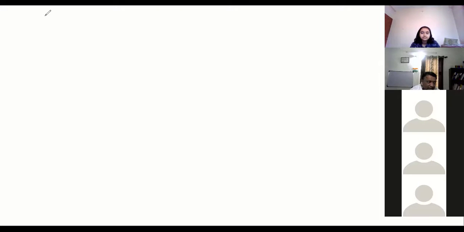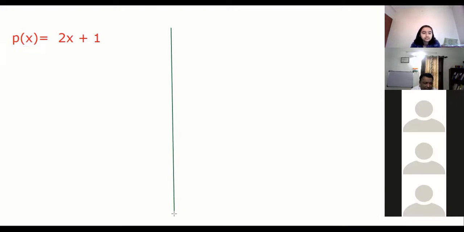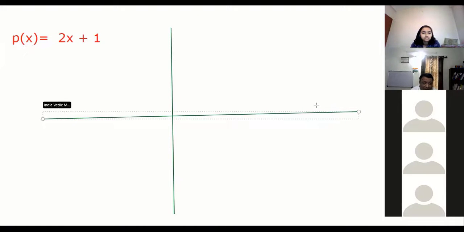Very interesting. It is very easy. Suppose I take p of x equal to 2x plus 1. Okay, it is absolutely simple. See how to draw it. Always two planar, it's one plane with x and y axis. Everybody okay? Now listen carefully to the concept point here.